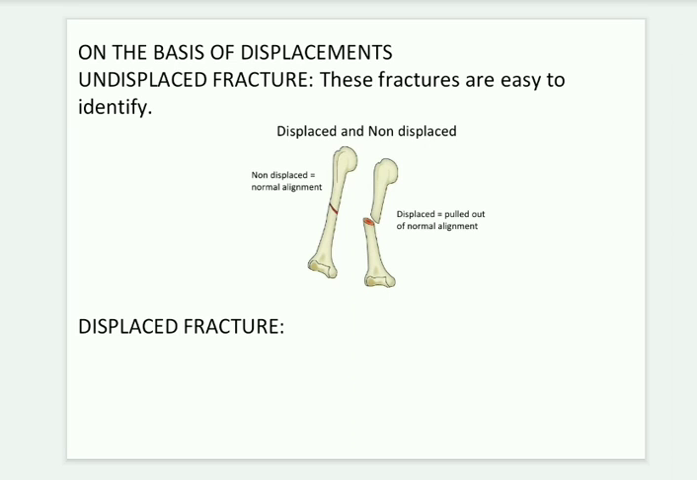And in a displaced fracture, there are some factors like the fracturing force, the muscle pull on the fracture, and the gravity acting on it. So the displacement can be in the form of shift, angulation or rotation.